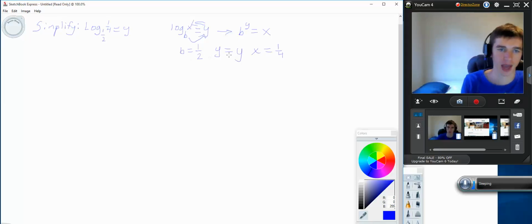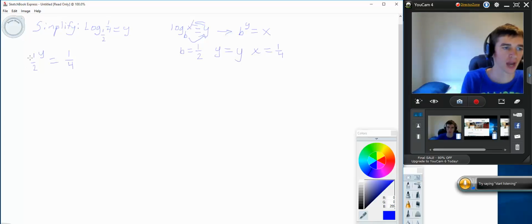Now that I have these variables laid out, I'm going to put it in this form. I've got b, so I'm going to write it over here: 1/2 raised to the y, and y is the thing we're going to try to figure out, equals 1/4. So what we're going to do is figure out, 1/2 raised to what equals 1/4? Some can see right away what the answer would be, but I'm going to break it down for you so it's not that hard.